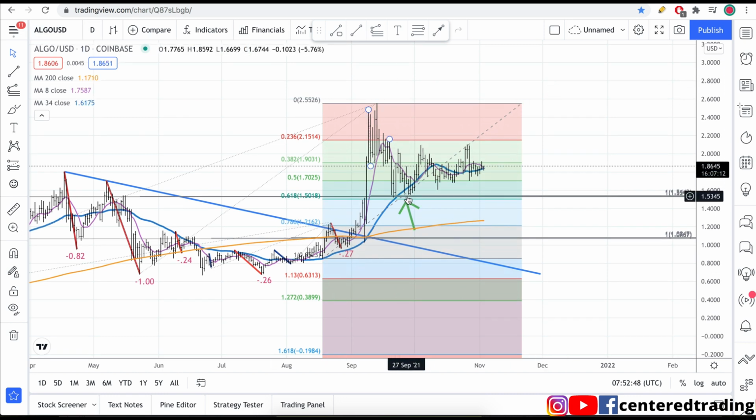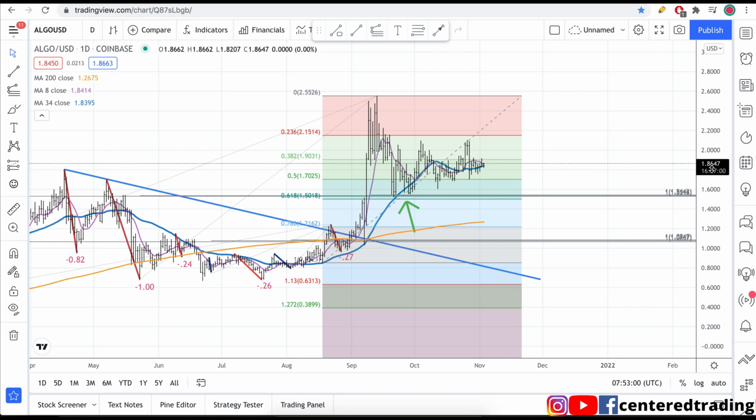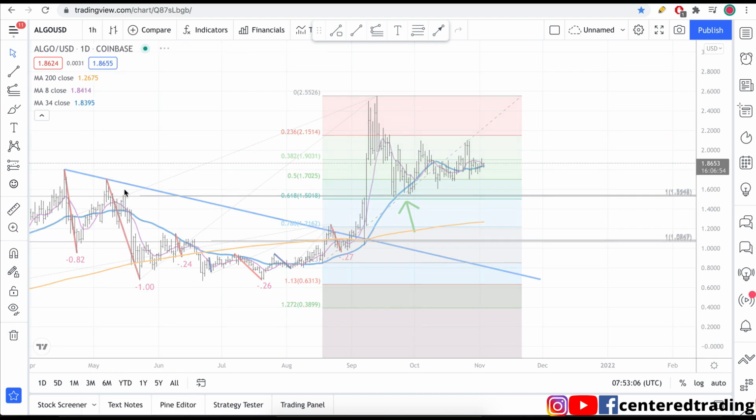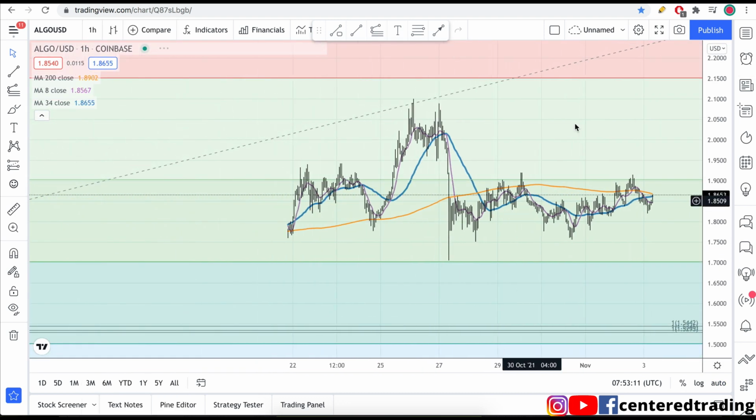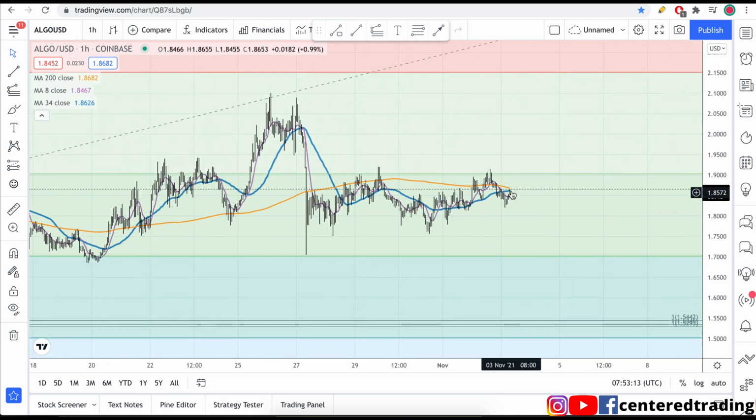Let's just say you missed my video over here on the 28th or the 27th, but now you're over here and you're willing to risk from this area down to this area. This is still $1.86 per coin, so you can position size correctly. I want to jump down to an hourly chart real quick. On the hourly, we are putting in a series of higher lows, but we want to make sure it gets up above that 200 moving average on the hourly chart.